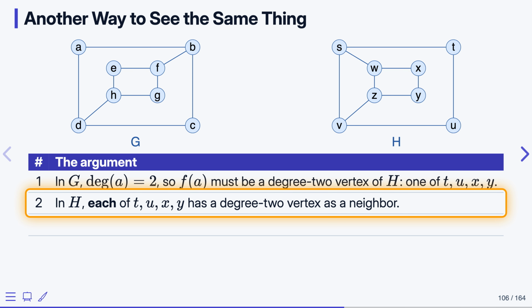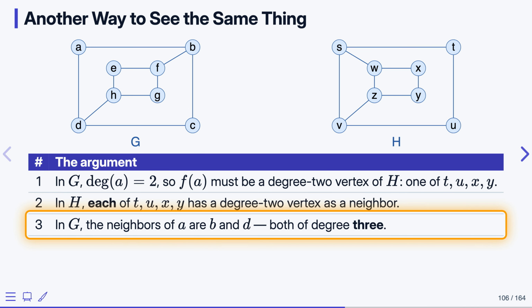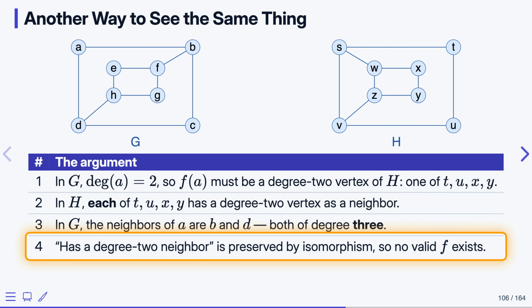Step 2. Now look at those 4 in H. Take T, its neighbors are S of degree 3 and U of degree 2. So T has a degree 2 neighbor. Check U, X, and Y, and each one has a degree 2 neighbor as well. Step 3. Now look back at A in G, its neighbors are B and D, and both of those have degree 3, so it has no degree 2 neighbor at all. Step 4. Whether a vertex has a degree 2 neighbor is preserved by any isomorphism. A does not have one, and every candidate partner does. So there is nowhere for it to go, and no isomorphism can exist.